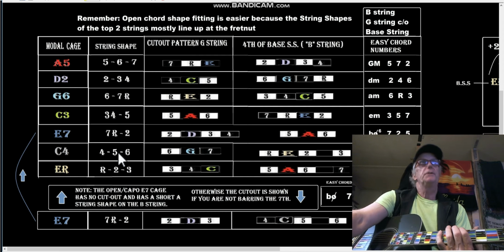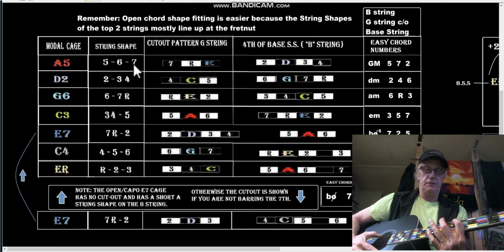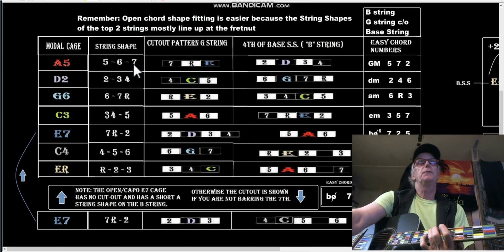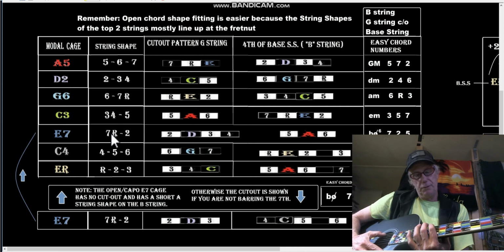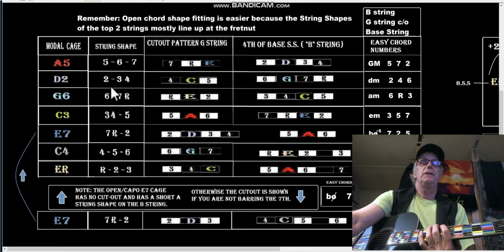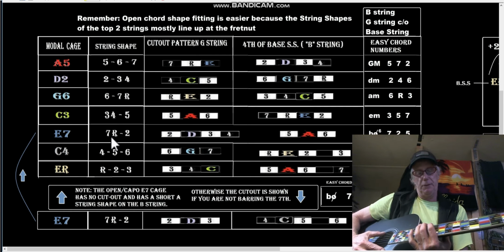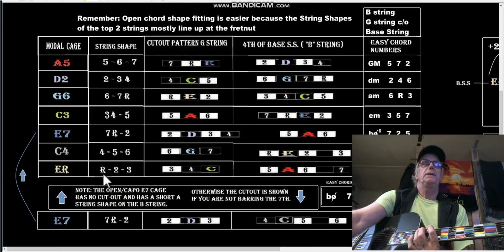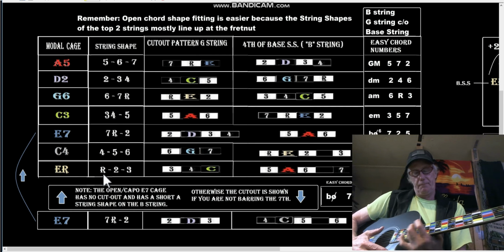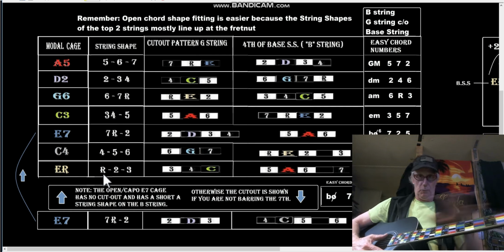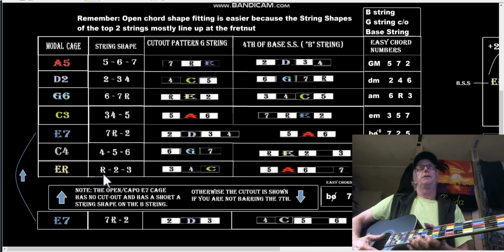Alright, and then we go over here to the A5, the A-shaped long string shape, 5, 6, 7. Just those 3 notes. Okay, then we go to the E, the 7 root 2. Up, we've got G, 6, 7 root. Then to the E Locrian cage, that was the Aeolian, now Locrian. Now we go back to the E Ionian. Okay, so those are the string shapes with the modal cages.